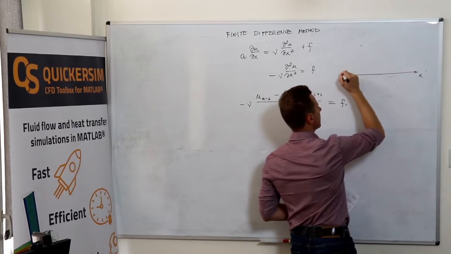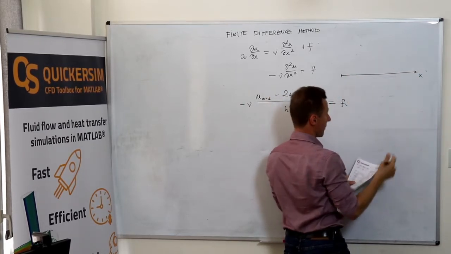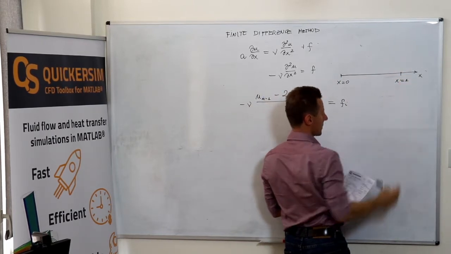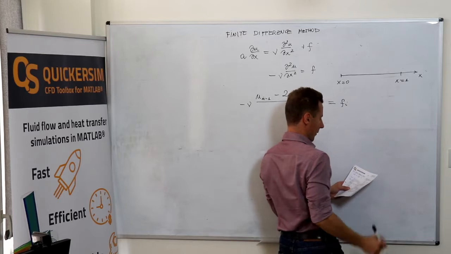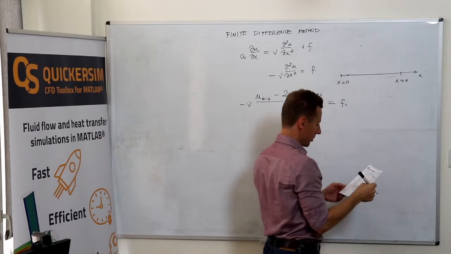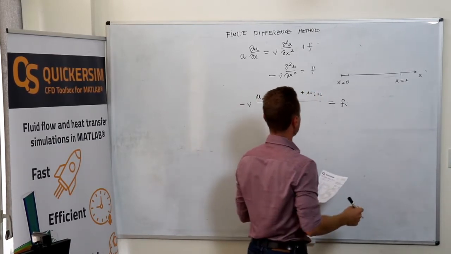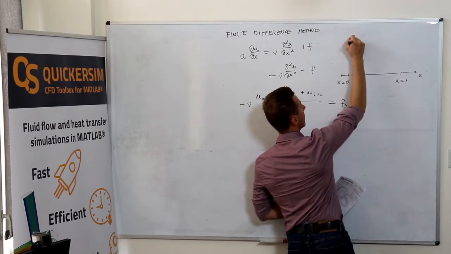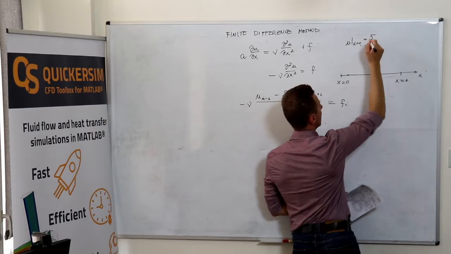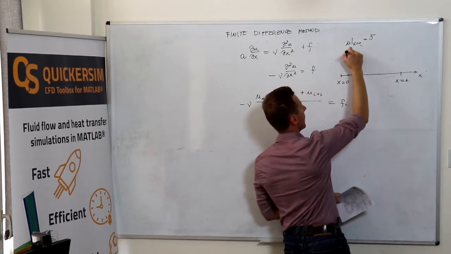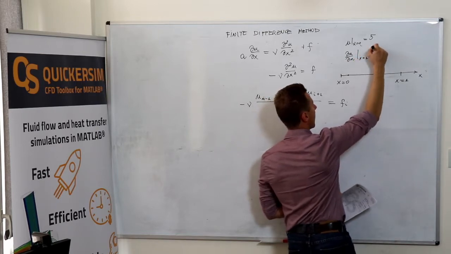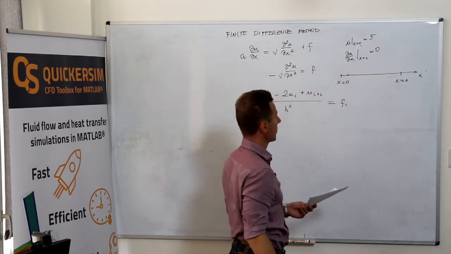We've got the domain that extends from x equals 0 to x equals 1. We need to define the boundary conditions, and let's assume that for our system, u at x equals 0 should equal 5, and we want to have the Neumann condition at x equals 1, and this one should be 0.